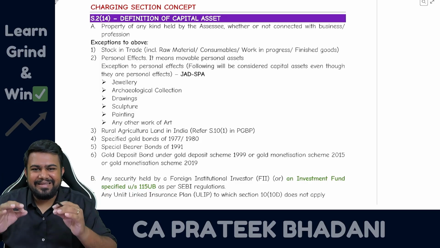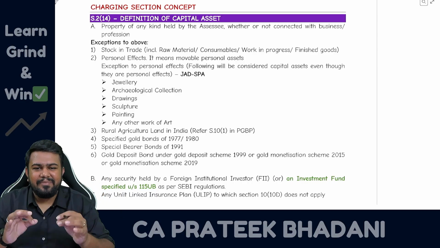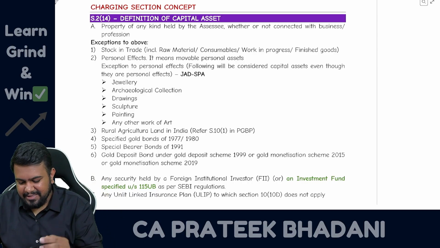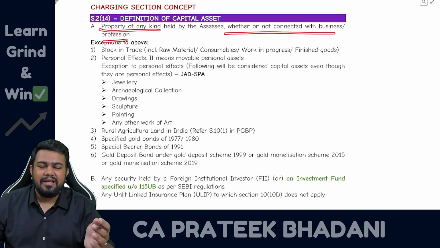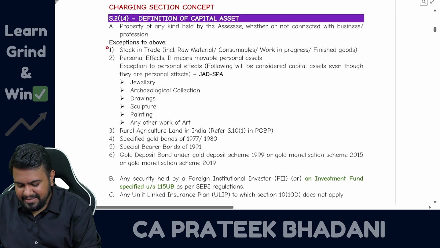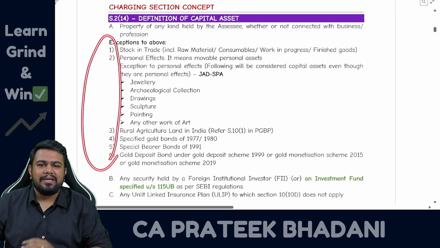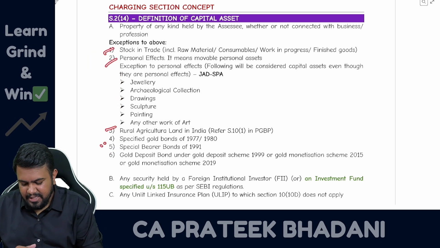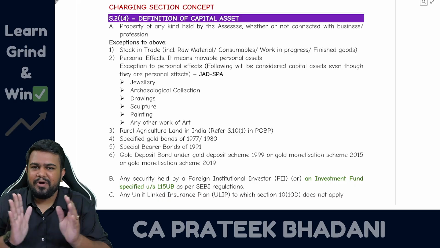So in the first line itself, the act has brought all the types of assets inside the meaning of capital asset. So capital asset means property of any kind, whether or not connected with the business or profession, whether movable, immovable, tangible, intangible. Okay. However, there are some exceptions. So now let us learn the 6 exceptions to capital asset. It means what? There are 6 items which will not be included in the meaning of capital asset. So these will not be called as capital asset.